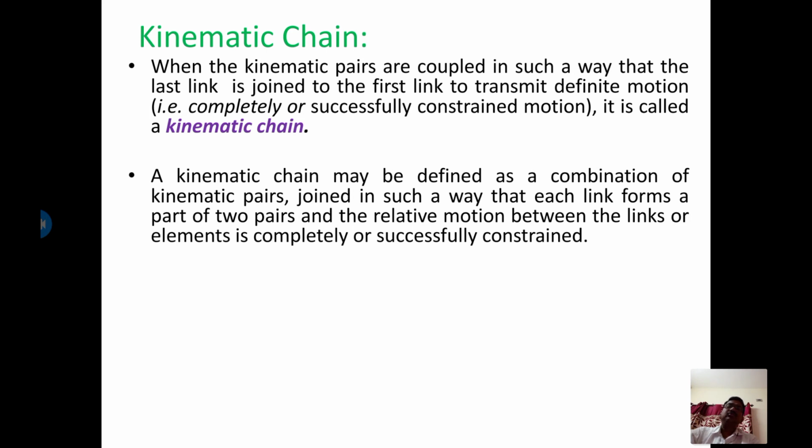When the first link and last link are joined and these have completely or partially constrained motion, that is called a kinematic chain. A kinematic chain may be defined as a combination of kinematic pairs joined in such a way that each link forms a part of two pairs, and the relative motion between the links or elements is completely or successfully constrained.